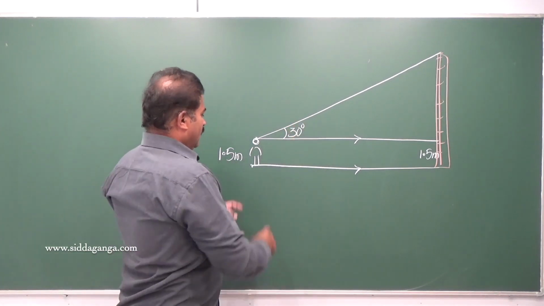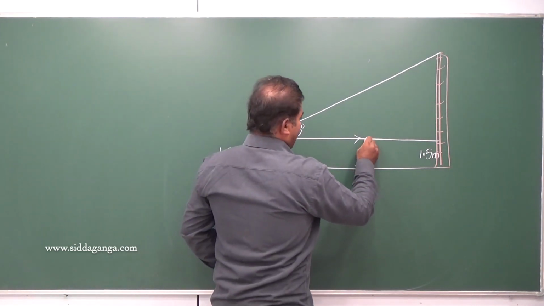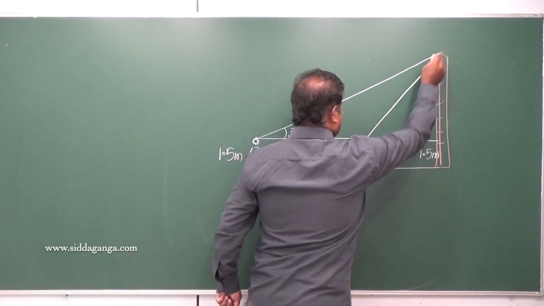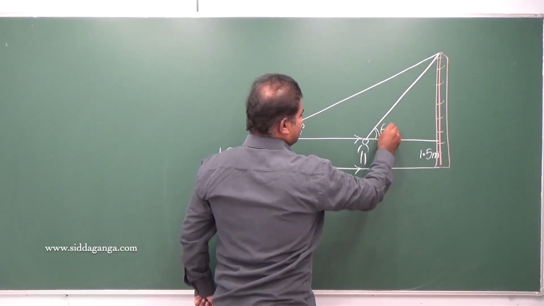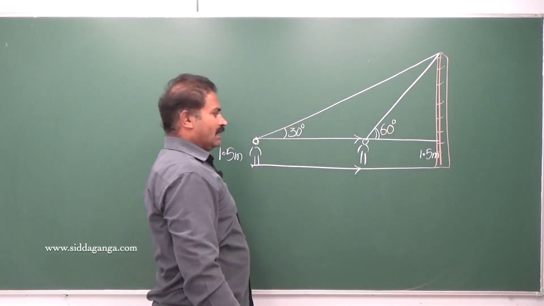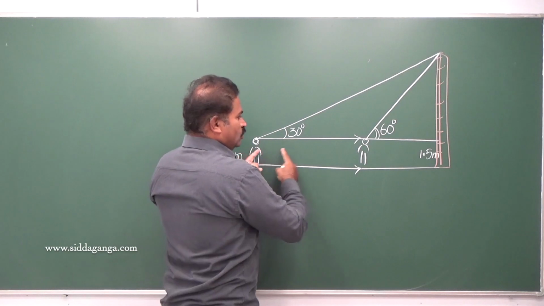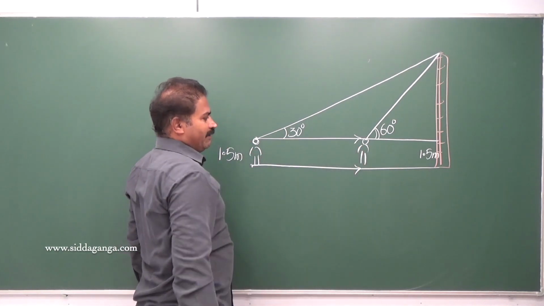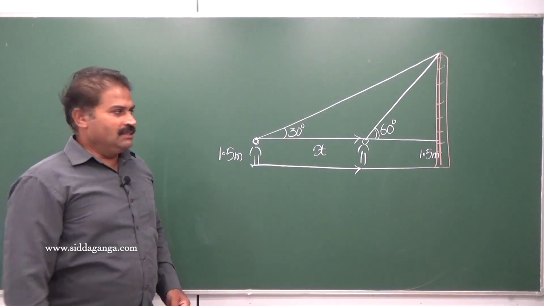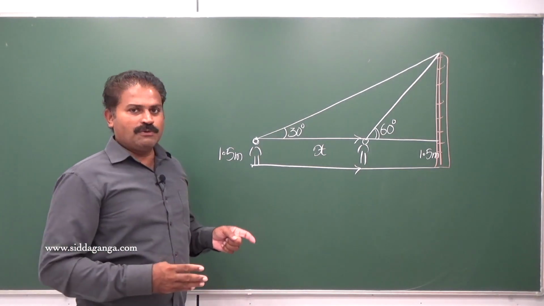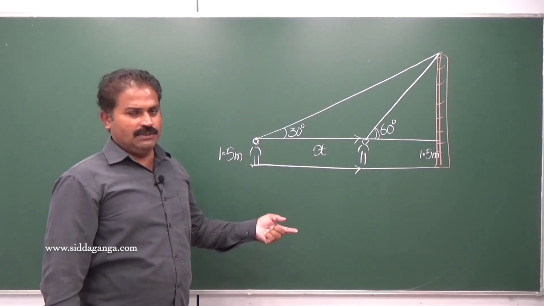And now he starts moving towards the building. After some time, the angle of elevation from his eyes becomes 60 degrees. Now you need to calculate what is the distance traveled by this boy towards the building. This you need to find out. So we keep it as x. Okay. So you will come across problems like this, and there are many problems which will go with the same scenario.